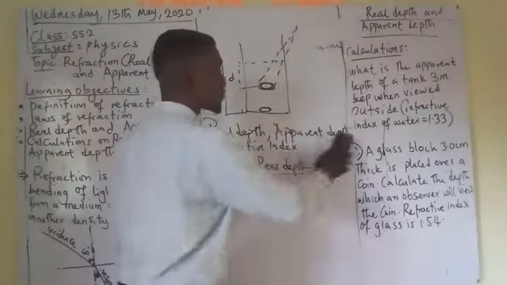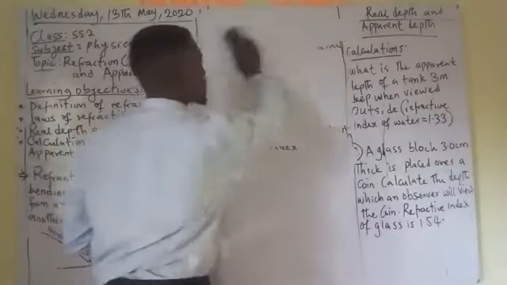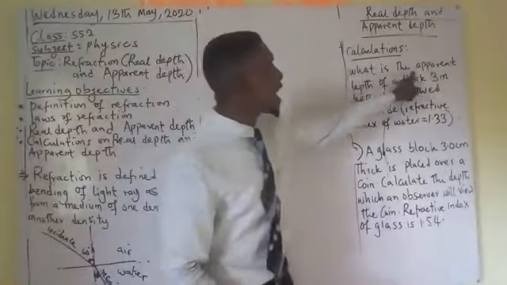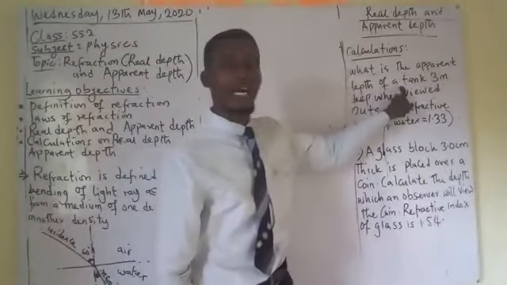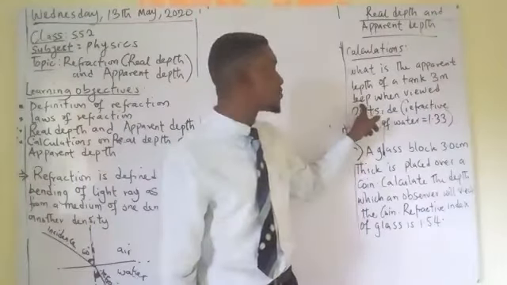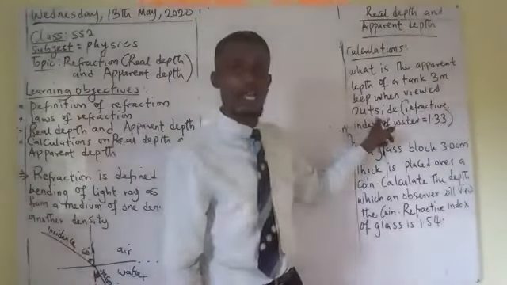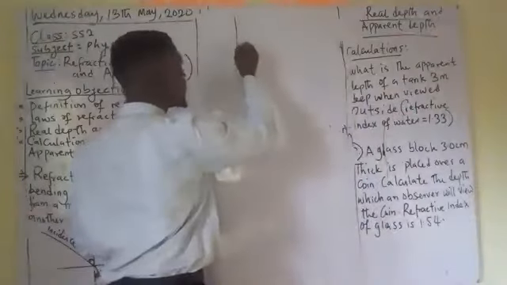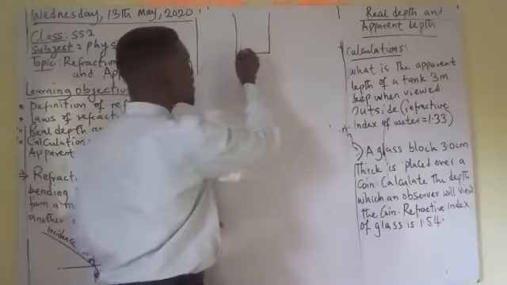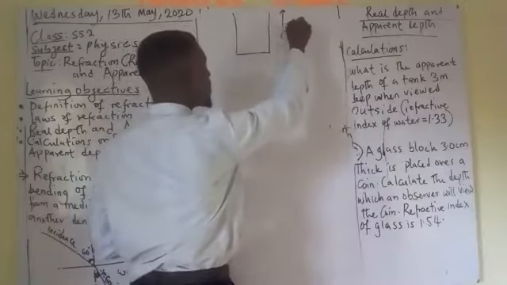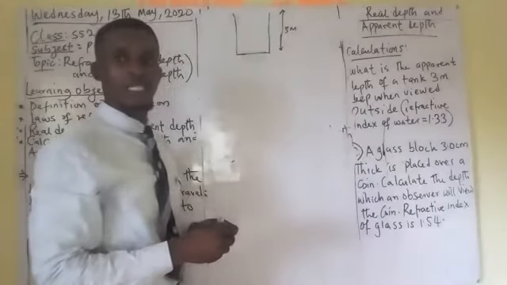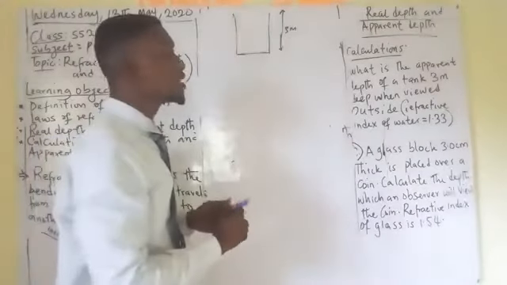Now, look at this. If you look at this example on the board, you have: what is the apparent depth of a tank 3 meters deep, when viewed from outside? If you have, for example, a tank, and the depth of the tank from here to here is 3 meters, what will be the depth of the tank when viewed from outside?